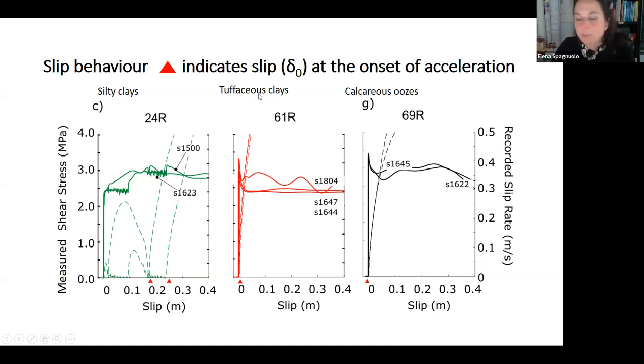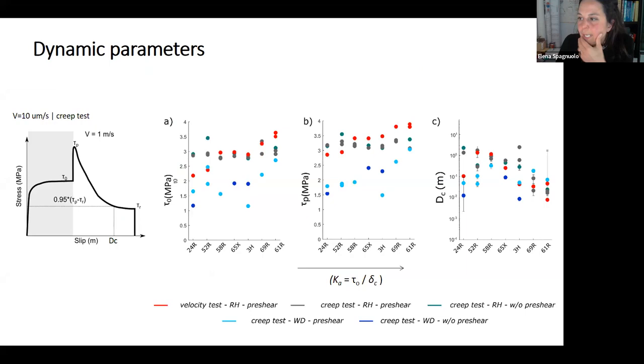But if you see the tufaceous clays, the behavior is completely different, because in less than millimeters of cumulated slip, you can see the onset of this acceleration toward the dynamic event, which is of this kind. It's this one. And the same behavior is also recorded for calcareous gouges. So the behavior with slip is completely different. And now we can try to make all the observations together.